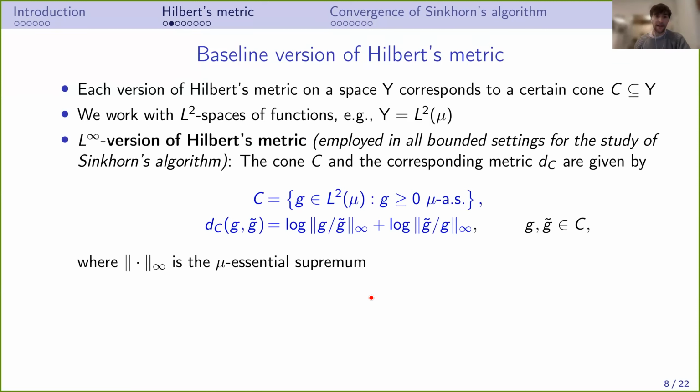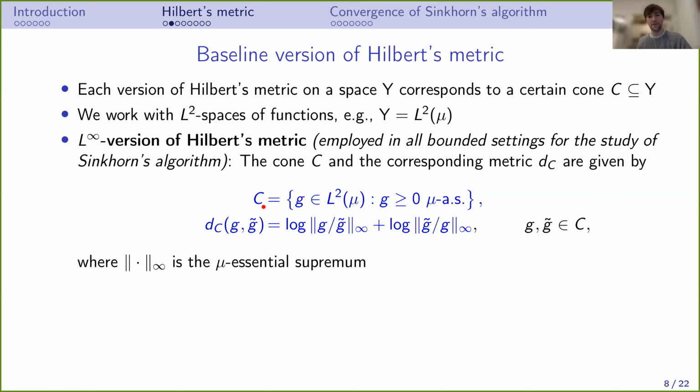And then let's first recall what this baseline version of Hilbert's metric is. This is what I call the L-infinity version of Hilbert's metric. And again, this is, at least from my point of view, the most frequently studied version of Hilbert's metric. This is also employed in all bounded settings for the study of Sinkhorn's algorithm. Here the cone C is simply the set of all non-negative functions. All these properties are always understood mu almost surely.